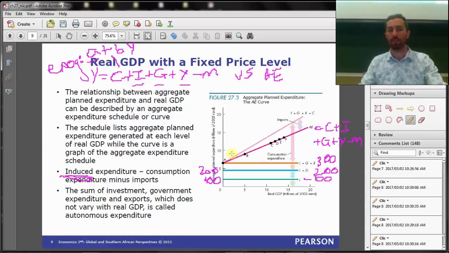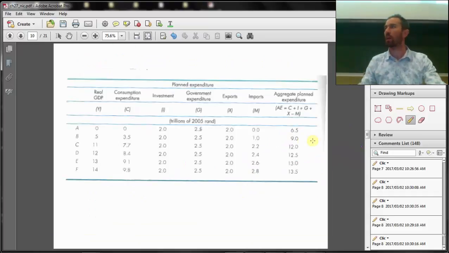That's point B. Aggregate planned expenditure 9, GDP 5. Are you happy that at that point, aggregate expenditure is not equal to GDP? Right? That's what our schedule is showing us. Okay, continue with the same process.